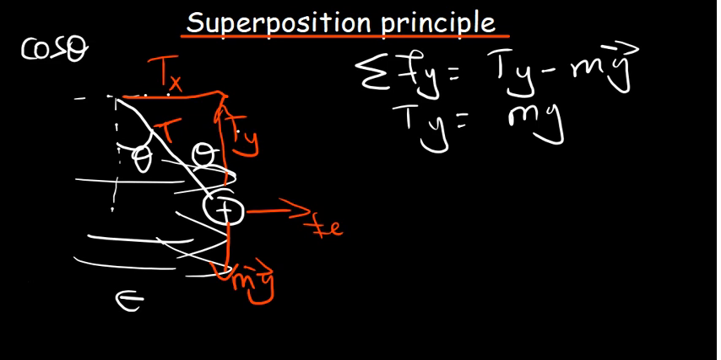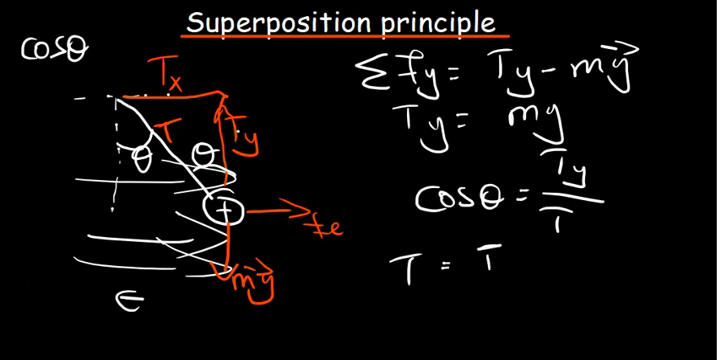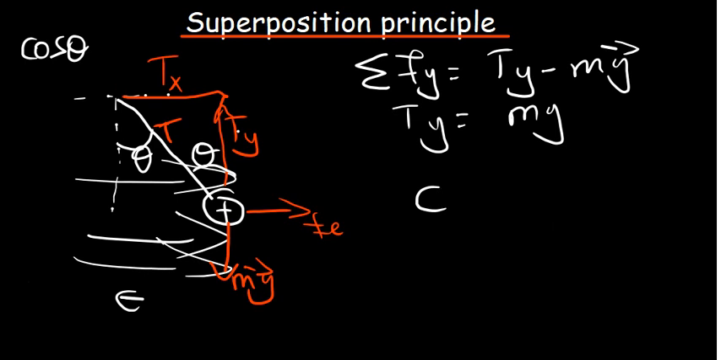theta. Cos theta is equal to adjacent over hypotenuse. The adjacent is Ty, and the hypotenuse is T, the tension force. I can cross multiply, and I find that Ty is equal to T cos theta, meaning I can replace Ty with T cos theta. So I replace there, and T cos theta is equal to mg.